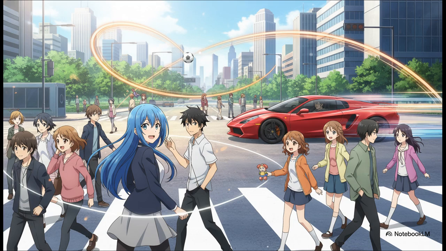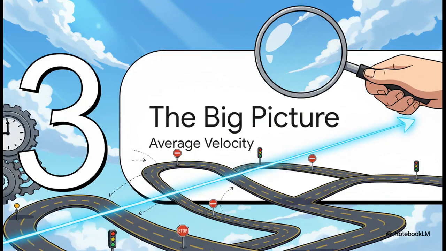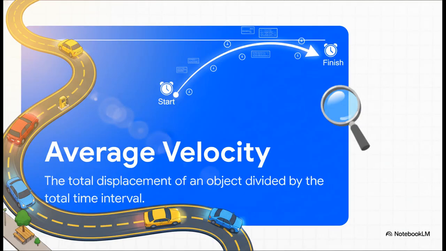And that brings up a really interesting problem. If the velocity isn't constant, how in the world do we measure it? To deal with a messy journey full of starts, stops, and turns, we need a way to see the big picture, to kind of smooth out all those little changes. And the tool we use for that is called average velocity. Think of it like a long road trip.